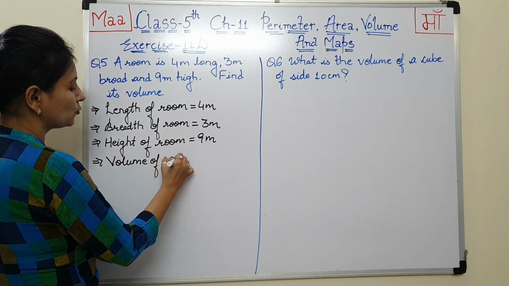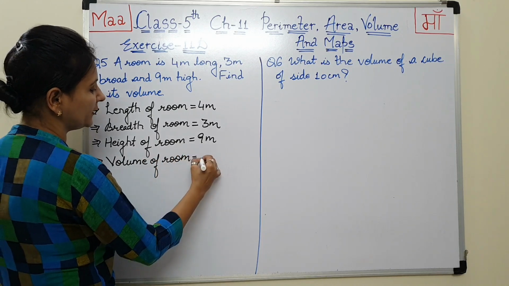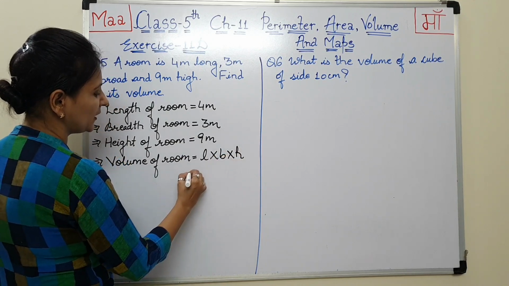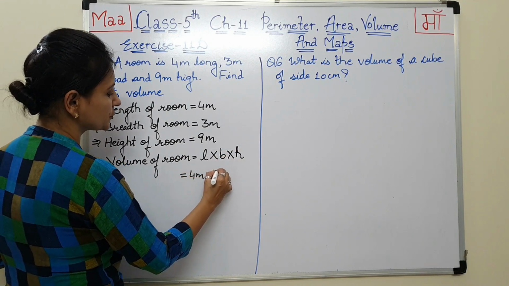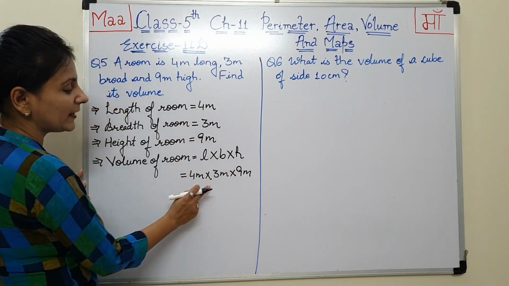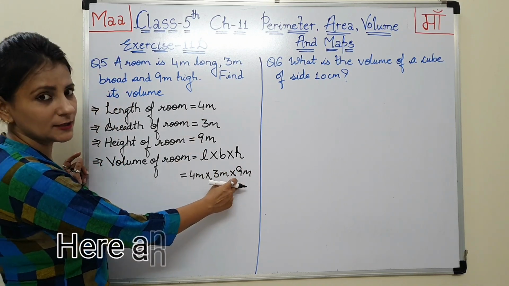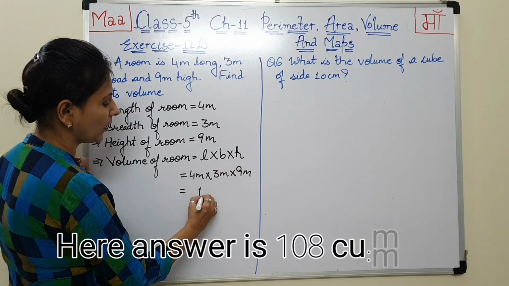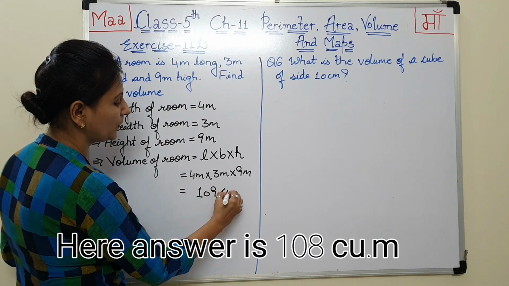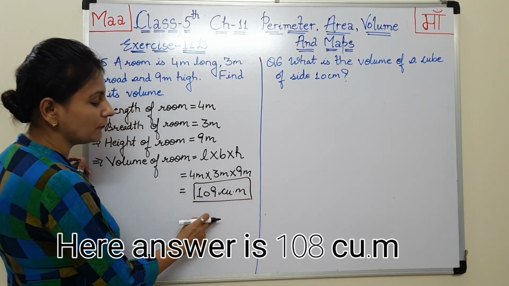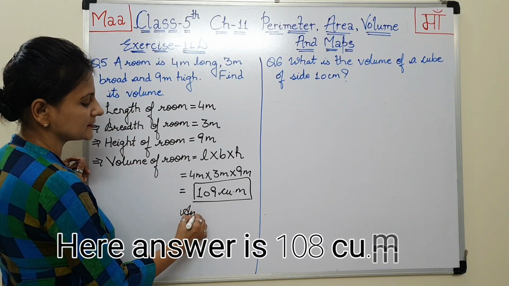So volume of room, so room is in cuboidal shape, so its volume will be length into breadth into height. So multiply 4 meter into 3 meter into 9 meter. We have placed the value of length, breadth and height in the formula. Now multiply 4 3s are 12 and 12 9s are 108 cubic meter. So this will be the volume of room, your answer.